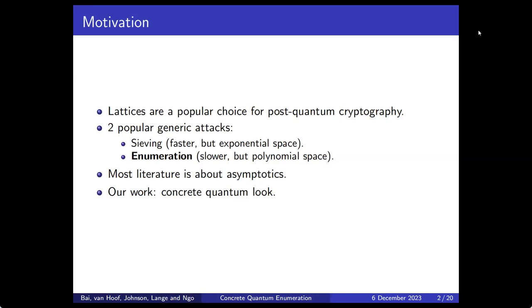As you might be aware by now, lattices are a very popular choice for post-quantum cryptography. When we attack lattices generically, so attacking the underlying problem and not the implementation, there are two popular families of attacks. The first family is sieving-type attacks. These are faster in practice and theory, but they require exponential space, which is a lot, and quantumly the speedup is not as good as we would like it to be. The alternative is enumeration, which we'll be talking about today. Enumeration is slower, but it uses only polynomial space as a trade-off. And quantumly, we can get close to a square-root speedup, which I'll detail today.